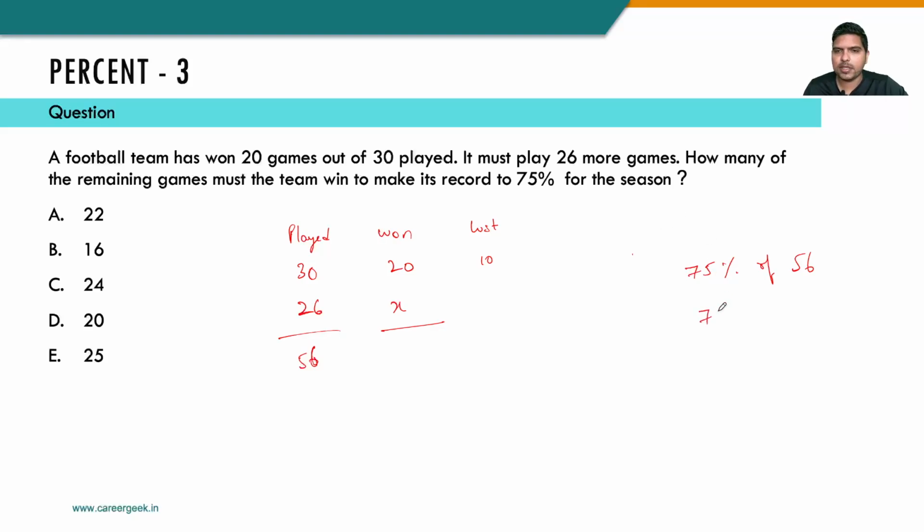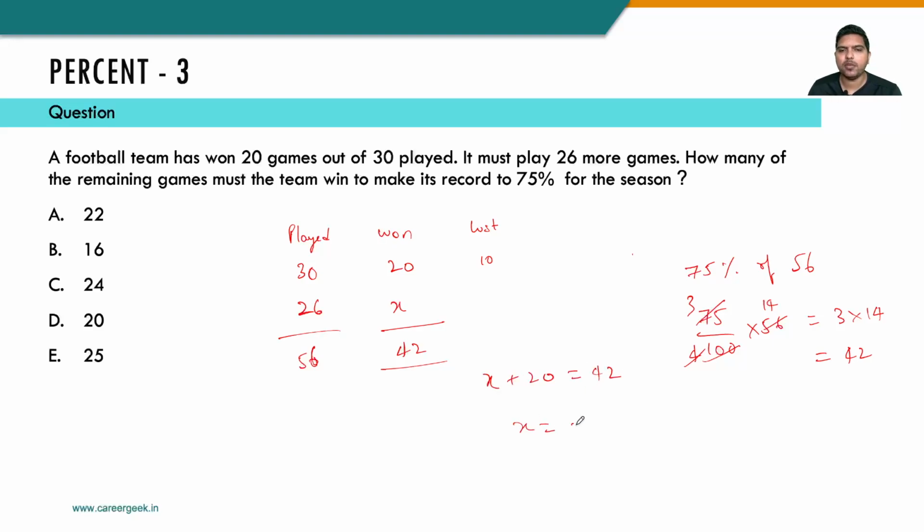So 75% is 75 upon 100 of 56. We can cancel in the 25 table and the 4 table. 3 multiplied by 14 will give us 42. So the team has to win a total of 42 games. So x plus 20 is 42, so x has to be 22. So 22 out of 26 games the team has to win to achieve 75%, to achieve 42 winning games. So that will be option A.